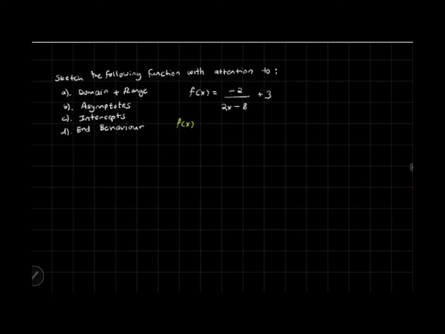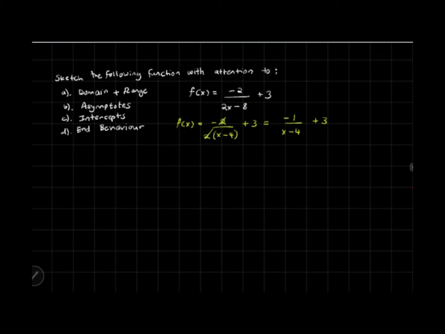You can write this as f of x is equal to negative 2 over 2, I'm going to factor out the 2 on the denominator, you get x minus 4, plus 3. And what you could do here is cancel out the 2. So technically you can rewrite this as negative 1 over x minus 4 plus 3. It'll give you the same answer if you work with this function or this simplified function. Let's work with the simplified function.